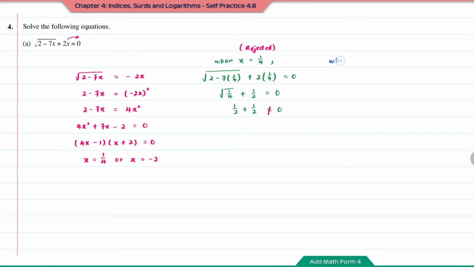And if you try with x equal to negative 2 and you substitute it back into the original equations here, you're going to have the square root of 16 minus 4. Square root of 16 is 4. So 4 minus 4, definitely you get 0. So the value on the left hand side and the right hand side, they are equal. Therefore, x equal to negative 2 will be the value of x in this case.